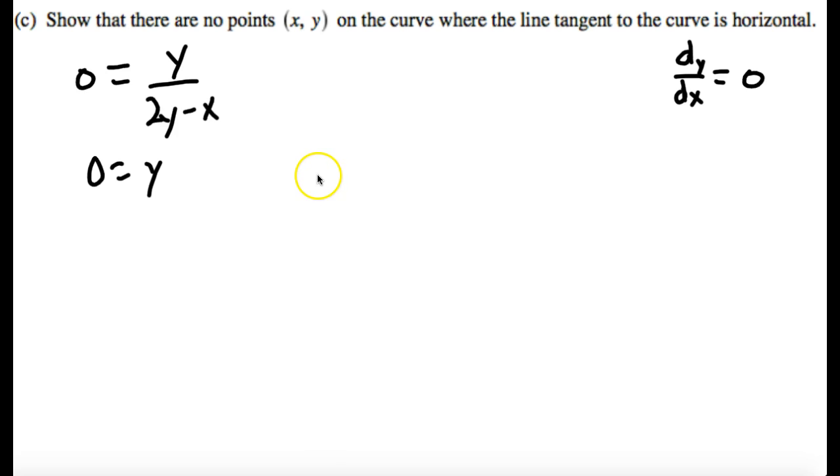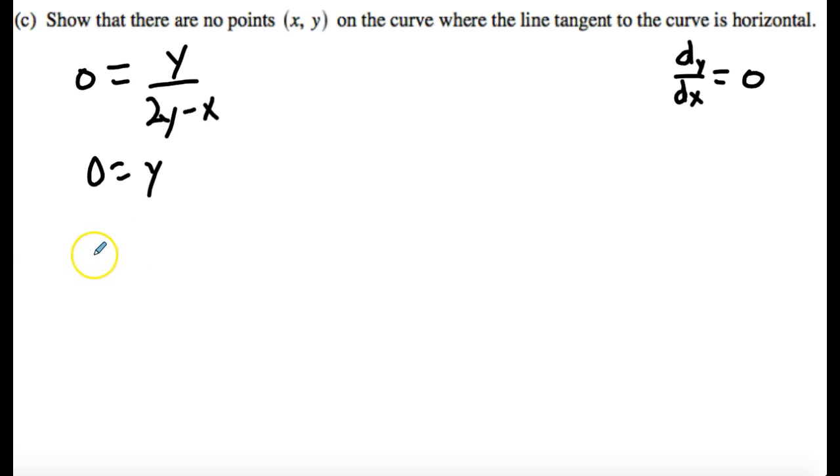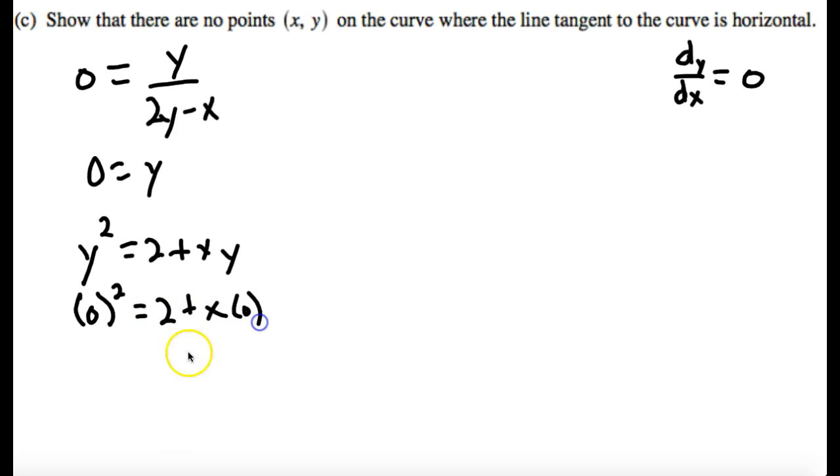Just like the last problem, if I have half of a coordinate, I want to find the x-coordinate, so let's plug 0 into my original function. That was y squared equals 2 plus xy. I'm plugging 0 in for y, so we get 0 squared equals 2 plus x times 0, and we get then 0 equals 2. This is a false statement, right? 0 does not equal 2.